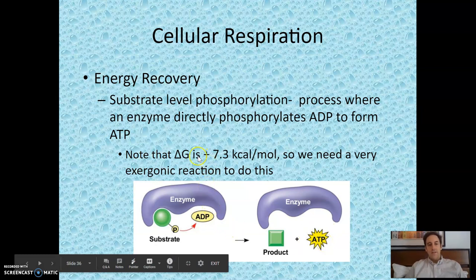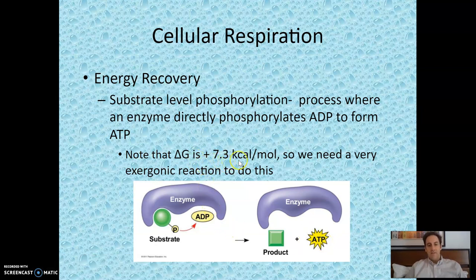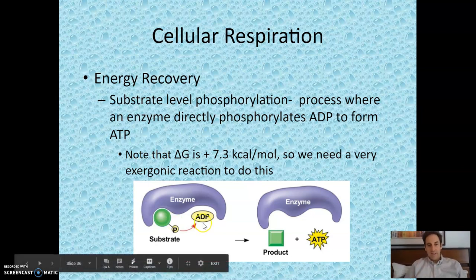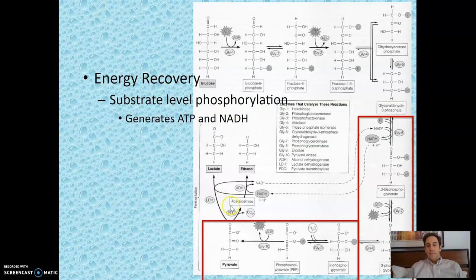Note that delta G is positive 7.3 kilocalories per mole. And so we need an exergonic reaction to couple with this one to make this happen, because to make ATP requires 7.3 kilocalories per mole. So this needs to be coupled with a highly exergonic reaction. And so we see substrate level phosphorylation happening in these later steps, these energy recovery steps.